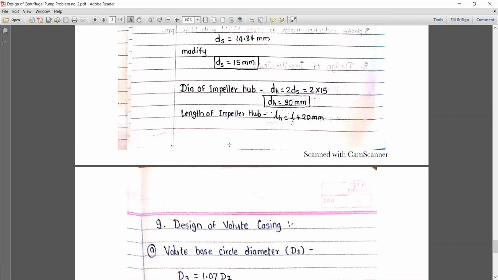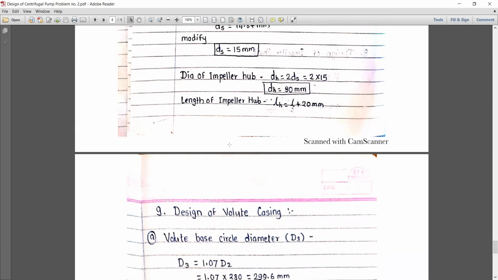But it should not be too much, because it increases the weight of its own. Then the diameter of the impeller hub. For the impeller hub diameter, you can just use the empirical relation: dh is equal to twice of ds. That is, the impeller hub diameter is 30 mm. To calculate the impeller hub length, you first have to calculate the design key. Based on the key, you can calculate the length of the impeller hub.